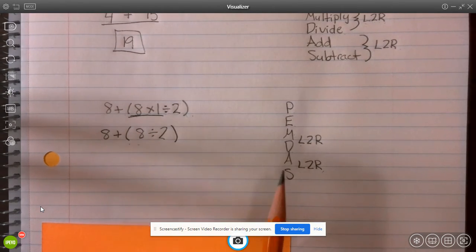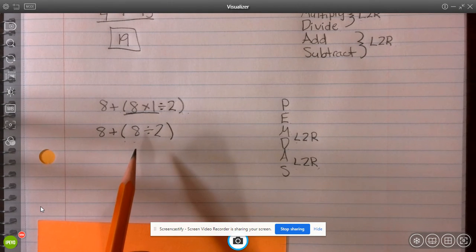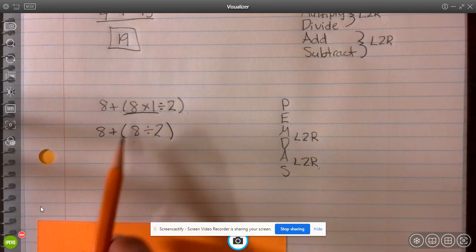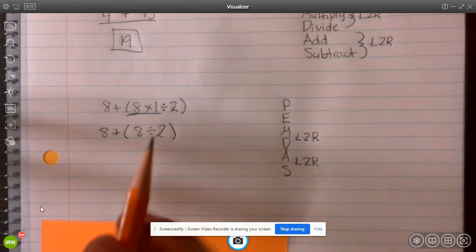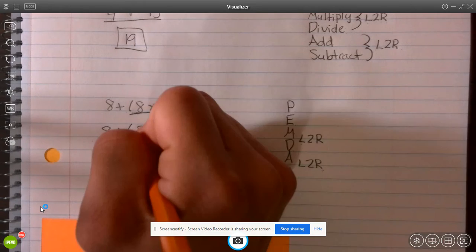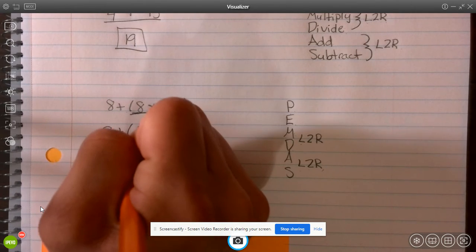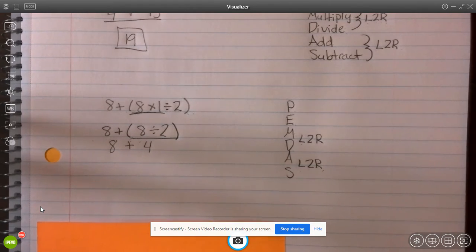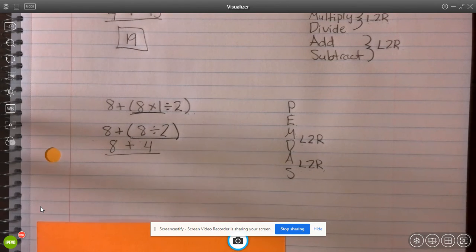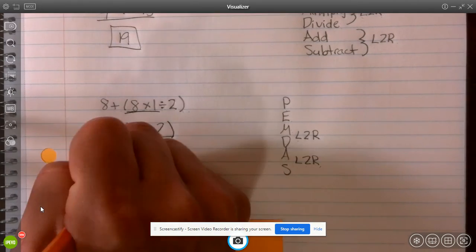I still have parentheses, so I have to do whatever's in my parentheses first, and then I can move outside of my parentheses. So 8 divided by 2 is 4. Then I bring down my 8 plus, and my last step, addition. What is 8 plus 4? 12. And 12 is my answer.